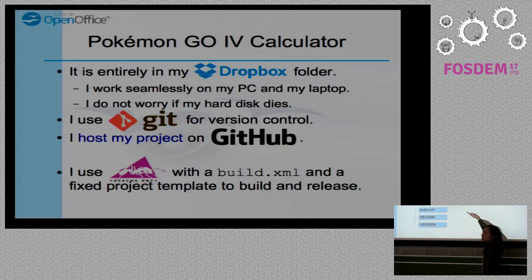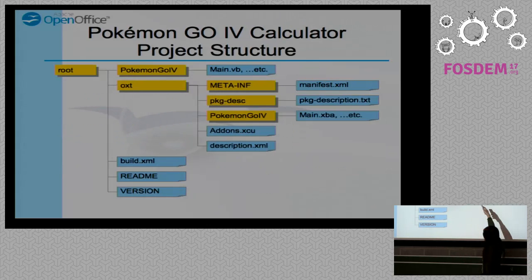So this is the project. This is the project layout, project structure of my Pokemon Go IV calculator. The OXT directory is just the same directory as when you unzip the extension. And also, there's the Pokemon Go IV, that's the main source. And also, I can have a build.xml, I can have the README, I can have build version, and I can host it on GitHub.